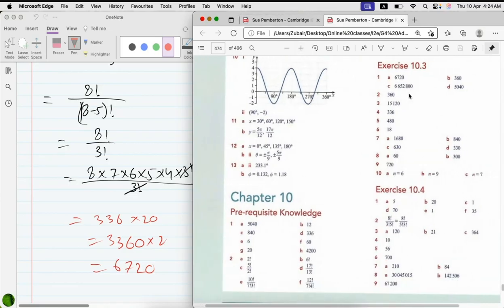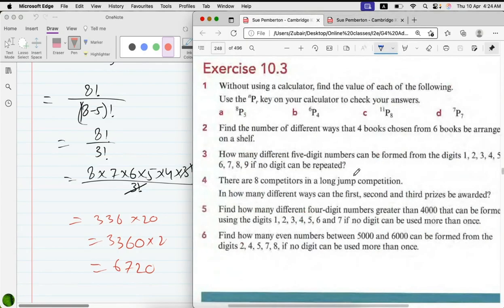Well, C is a very large answer. Try any from B or D. Oh yes, it said without using calculator, and then the following: use the key on your calculator, check your answer. Okay, that's a double check. I just checked the answer from the key. This was 8P5, getting 6720.